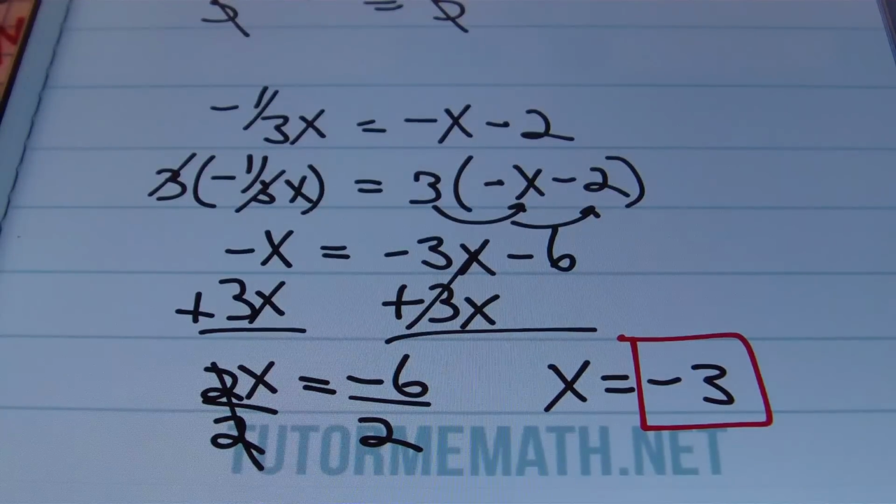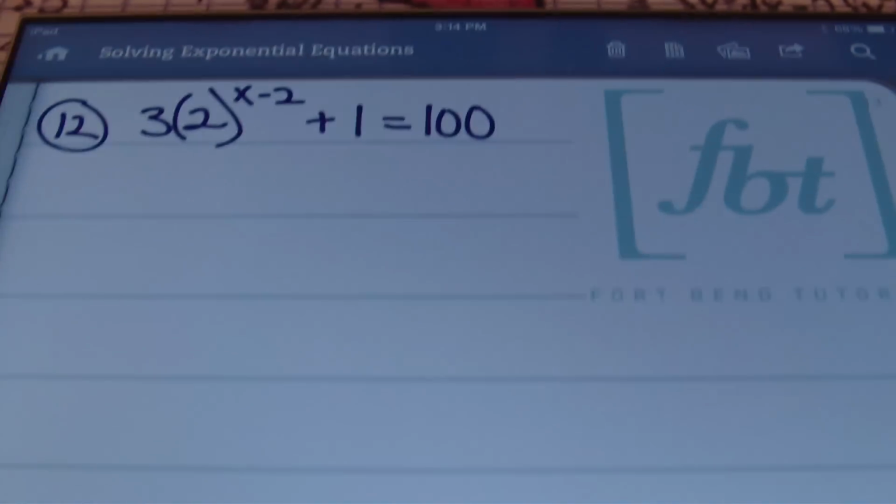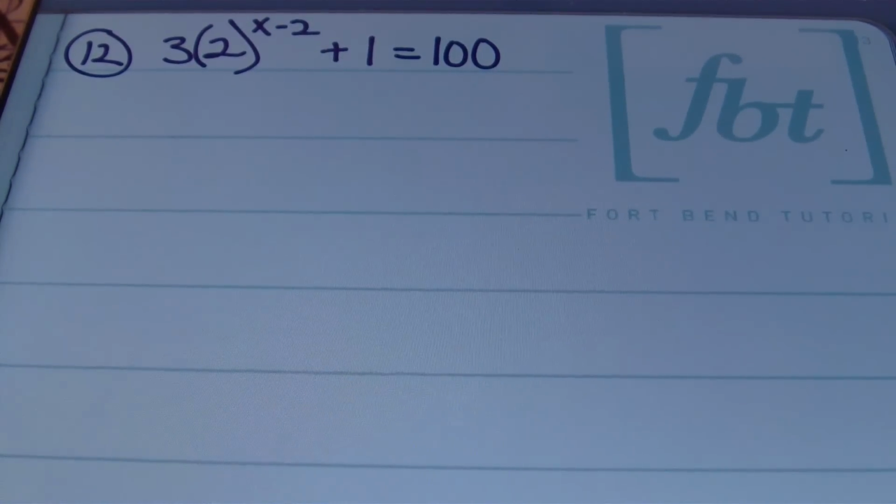So that was problem number 11. Let's move on to the next problem. All right, and problem number 12, we have 3 times the quantity of 2 raised to the x minus 2 power plus 1 equals 100.